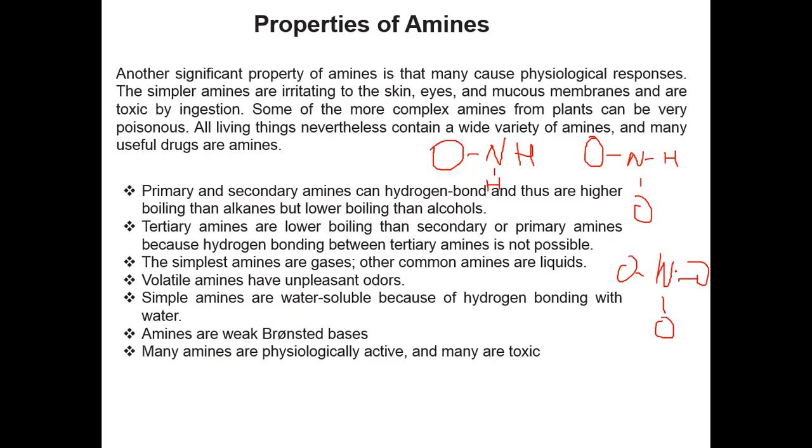The primary and secondary amines can hydrogen bond because they have hydrogen. So they can do hydrogen bonding. Because of that, they have a higher boiling point than alkanes. Remember that if a compound does hydrogen bonding, it means that it can have a higher boiling point. Tertiary amines have a lower boiling point than secondary or primary amines because they do not have any hydrogen in there.